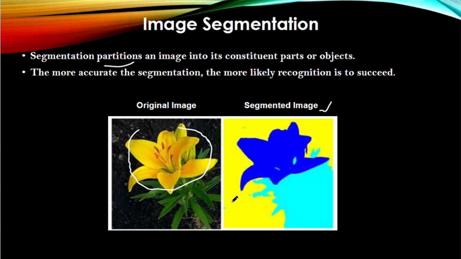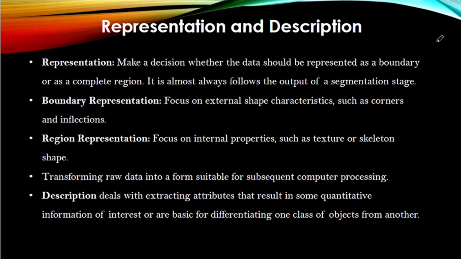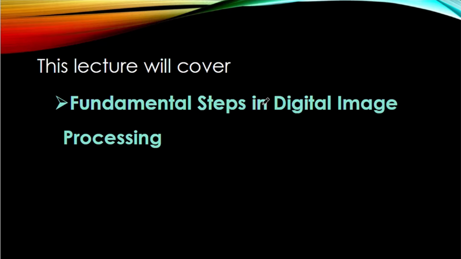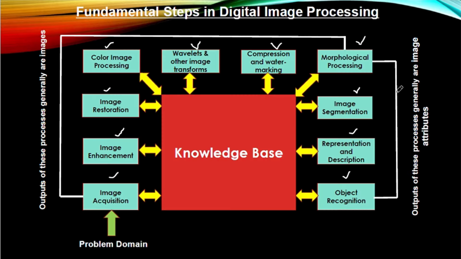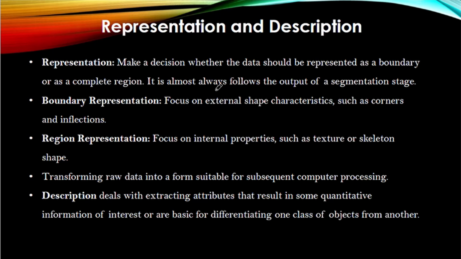Okay, so that we can recognize the image more accurately. This is called segmentation. Segmentation is just partitioning an image to identify or recognize it. Next one is representation and description. I'll show you the diagram again. See this, yes, we are here. Representation and description. What is representation?